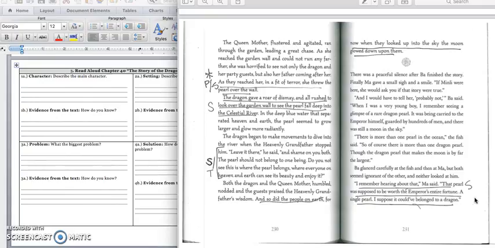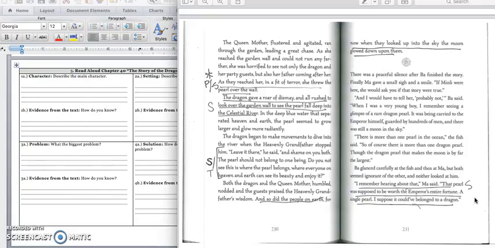As they reached her, in a fit of terror, she threw the pearl over the wall. The dragon gave a roar of dismay, and all rushed to look over the garden wall to see the pearl fall deep into the celestial river. In the deep blue water that separated heaven and earth, the pearl seemed to glow larger and glow more radiantly. The dragon began to make movements to dive into the river when the heavenly grandfather stopped him.